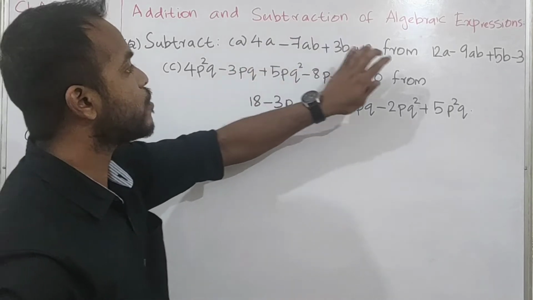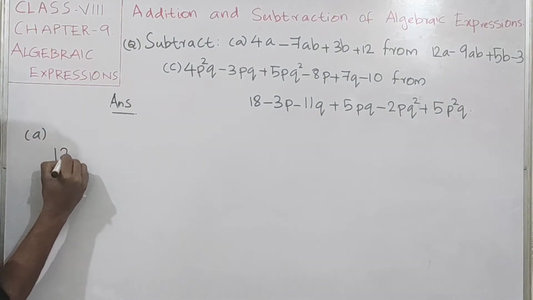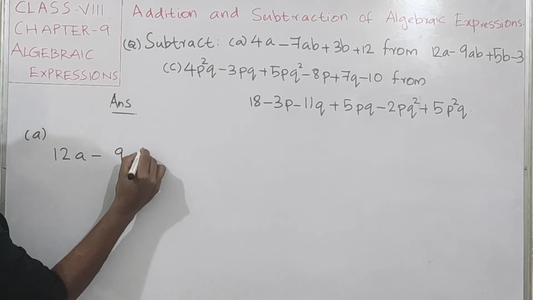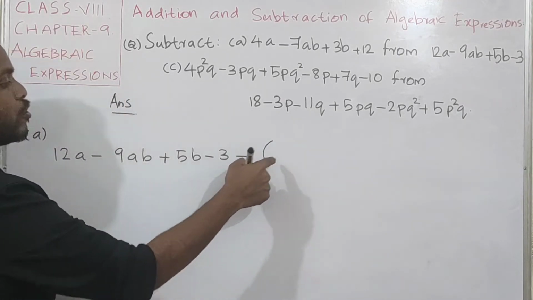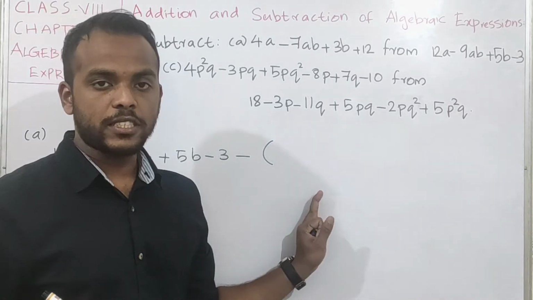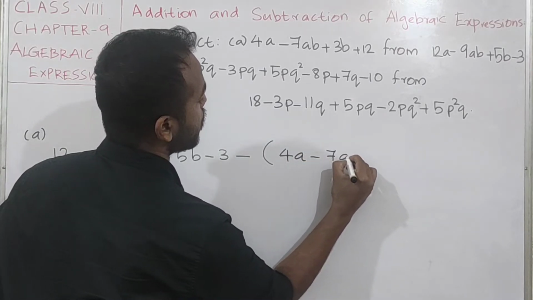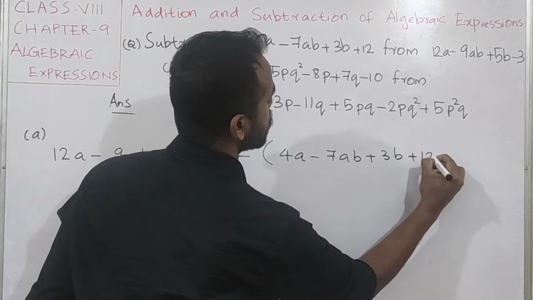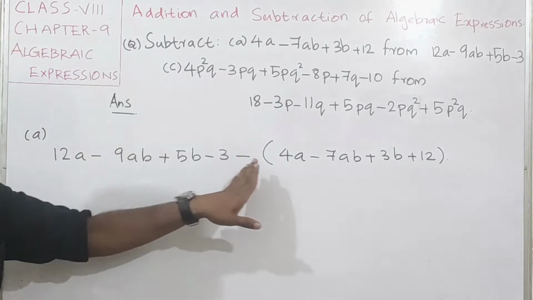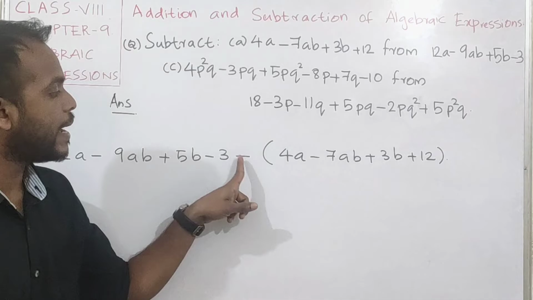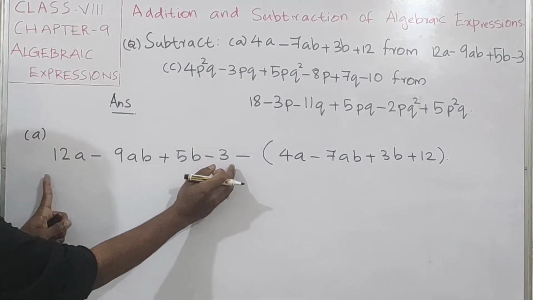The question is to subtract this one from this one. So I am writing the second term first. So it will be 12a minus 9ab plus 5b minus 3 minus, you should put the expression to be subtracted inside the bracket. What is it? 4a minus 7ab plus 3b plus 12. Now never do it without putting a bracket because all the answers will be wrong. And in the next step, what you should do is multiply this negative symbol throughout the bracket and write the terms. So no change to the terms over here.